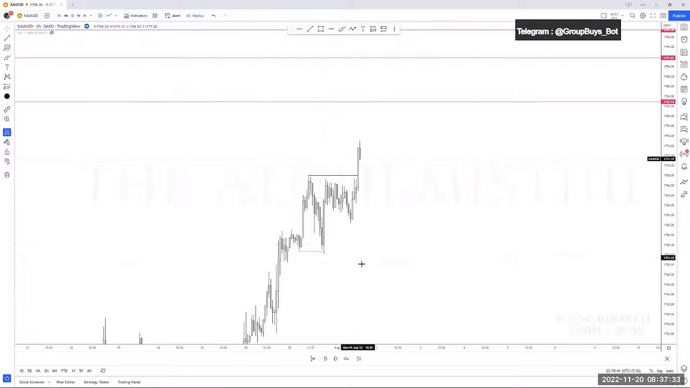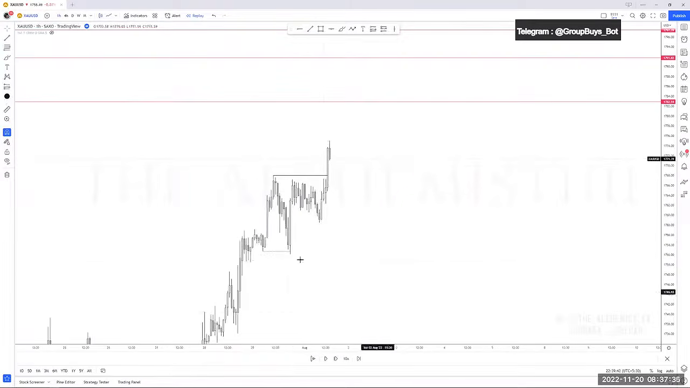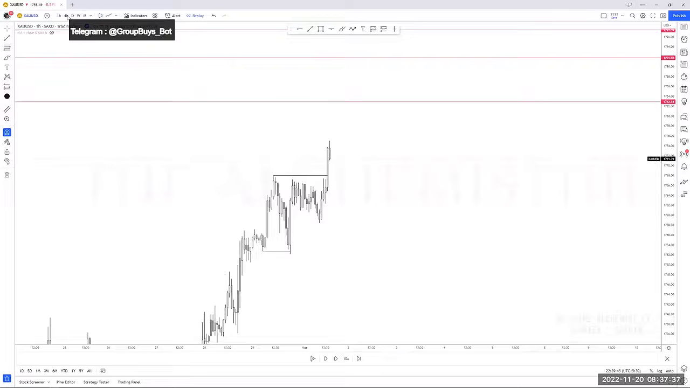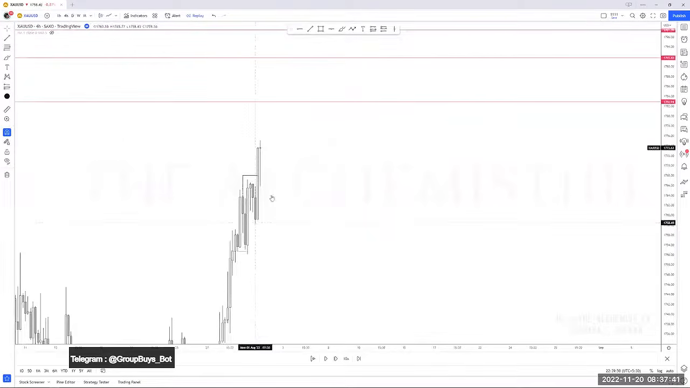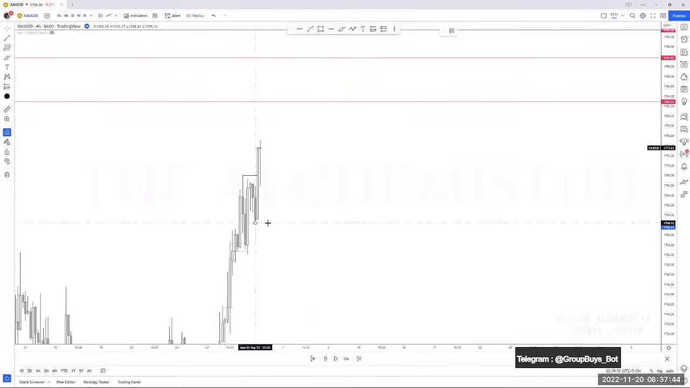So then this turns into what? This turns into a strong low, right? Now if I go into the lower time frames, what is this? This will turn into liquidity, right? Yes, internal range liquidity. Okay, you can call it whatever.